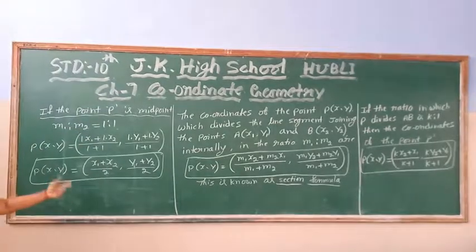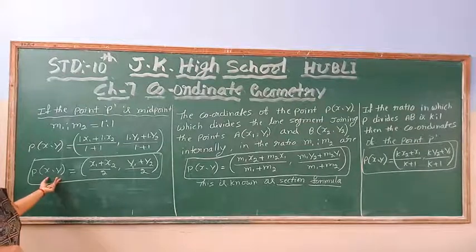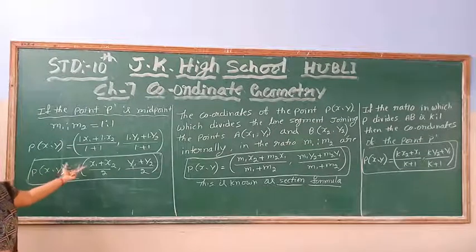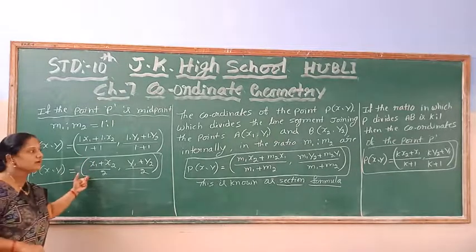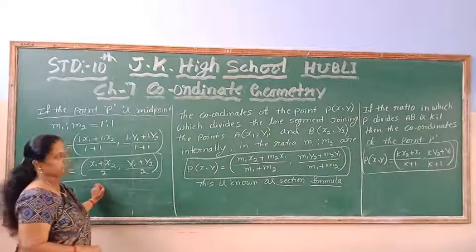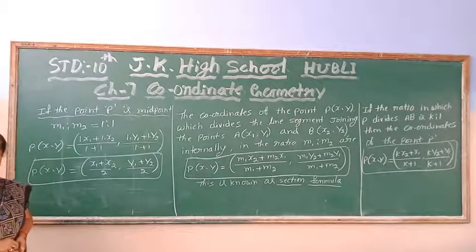So by using this formula we can find the coordinates of the point P. If it is the midpoint, then the section formula reduces to this form. Directly we can use this formula to find out the coordinates of the point P. Okay children, write down.